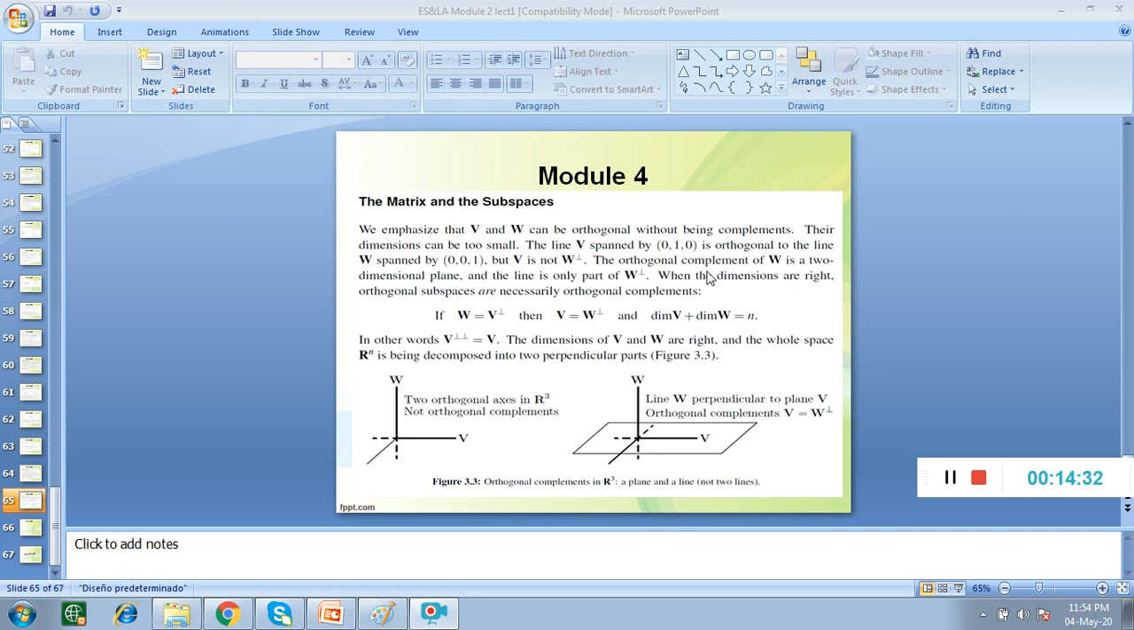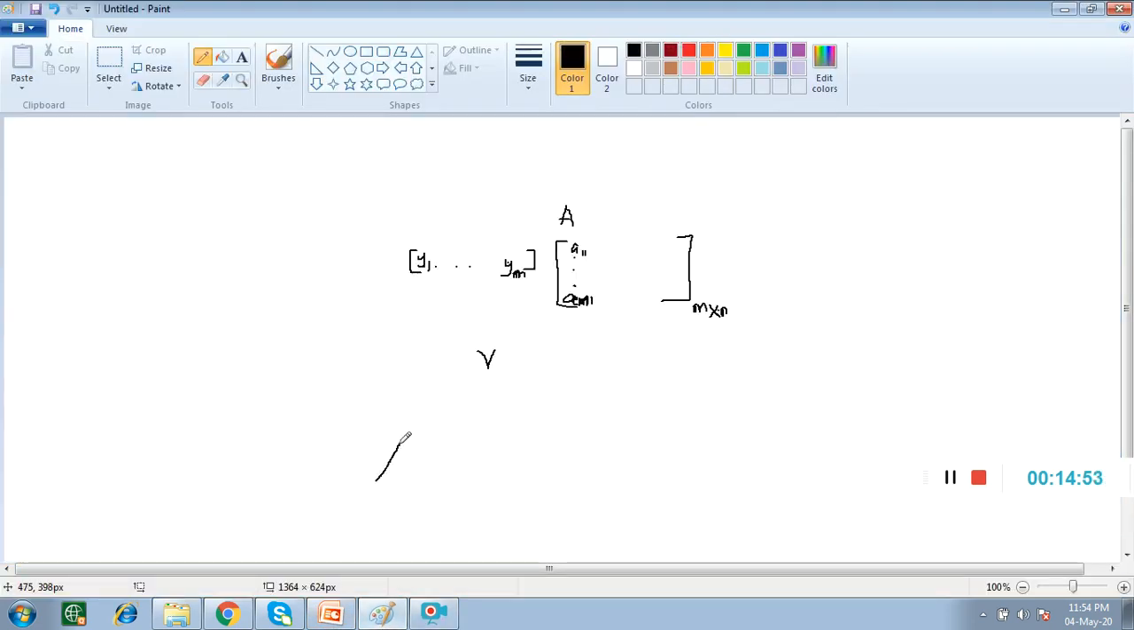Now here we can see what the complement is. Let's consider V and W. V is this line, and as it says, the line V is spanned by 0 1 0. Now it is a three-dimensional coordinate system, where X is in this way, then Y and Z. If we represent the point 1, 0, 0, it will be here, and let's say it is a unit dimension.